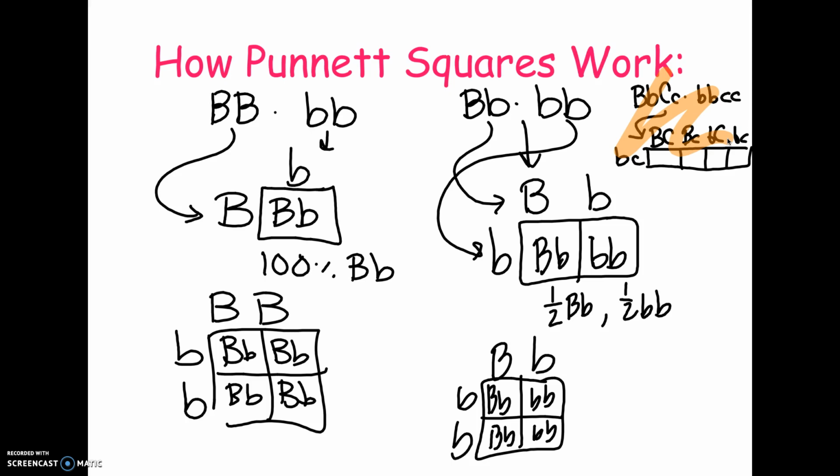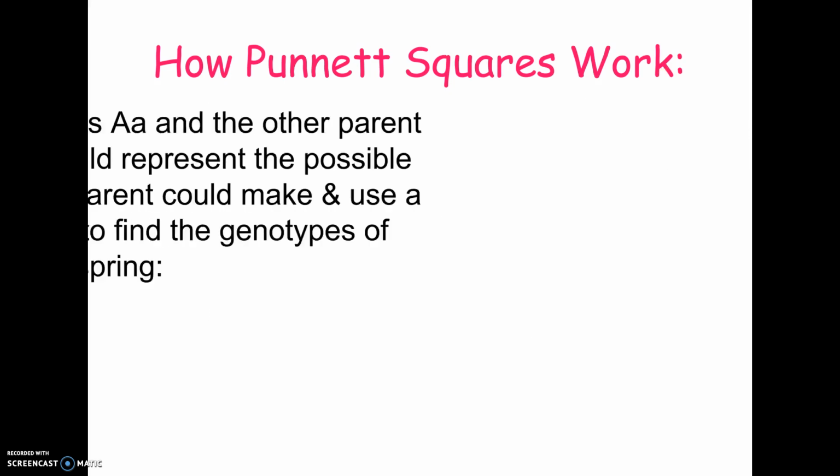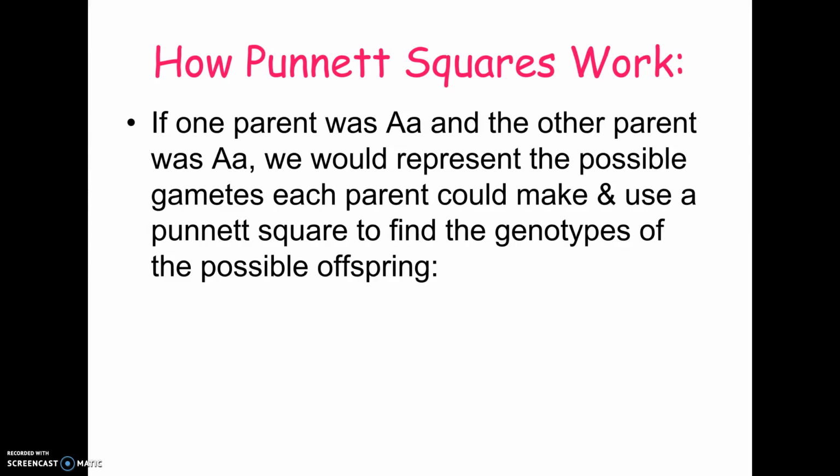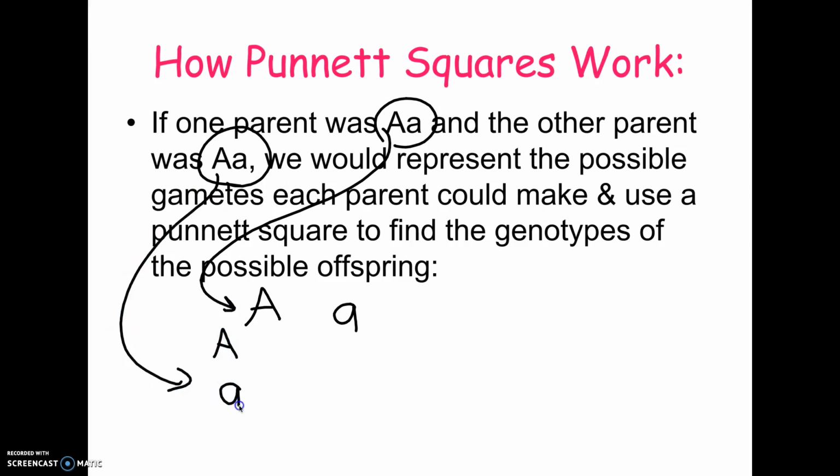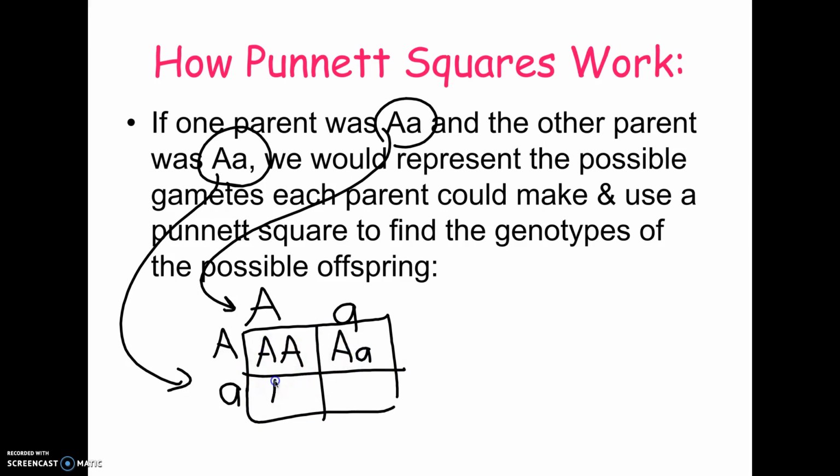Now, when do you need 4 boxes? Well, you need 4 boxes for this one. So this one says you're crossing big A, little a with big A, little a. You are going to need 4 boxes for this. Because this parent can give big A or little a. This parent can also give big A or little a. And if we do this cross, yeah, you need 4 boxes to represent the possible outcomes. By the way, if you didn't learn Punnett Squares freshman year, you do always put the capital letter first. Like you don't write little a, big A, just so you know.